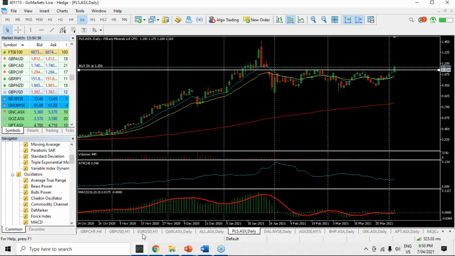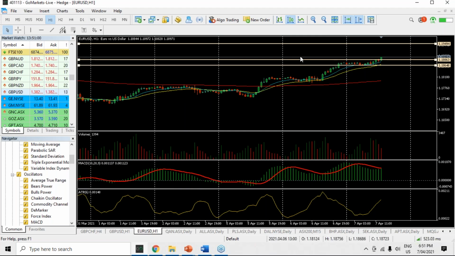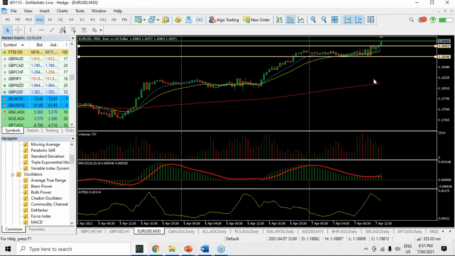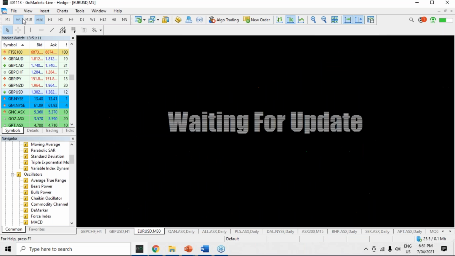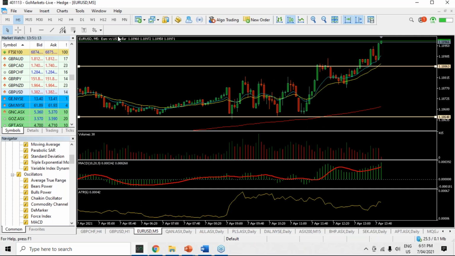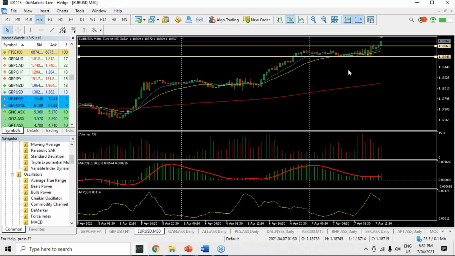We could have done exactly the same with our Euro USD. That's not a particularly good example. That's just rocking and rolling, that one, actually. Look at that Euro trade. Worth coming just to see that.